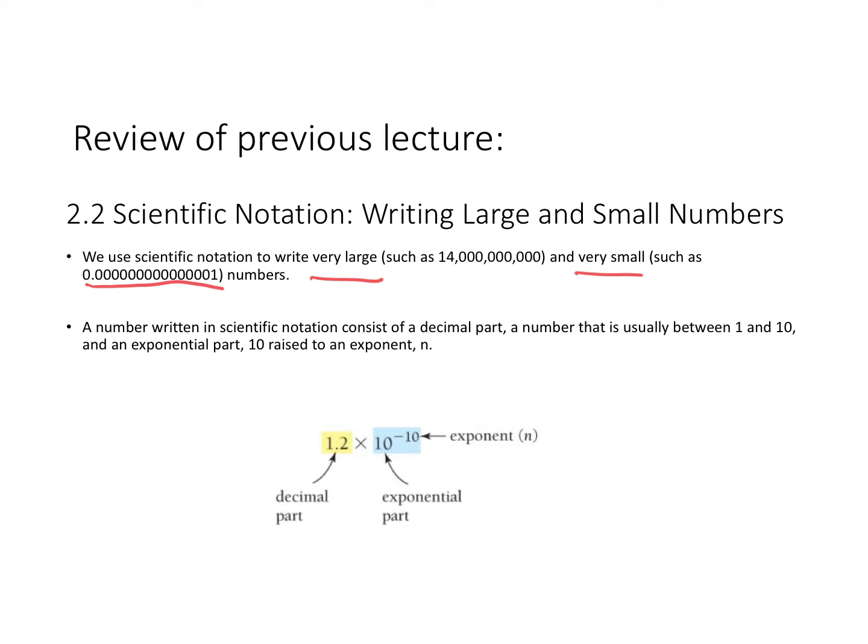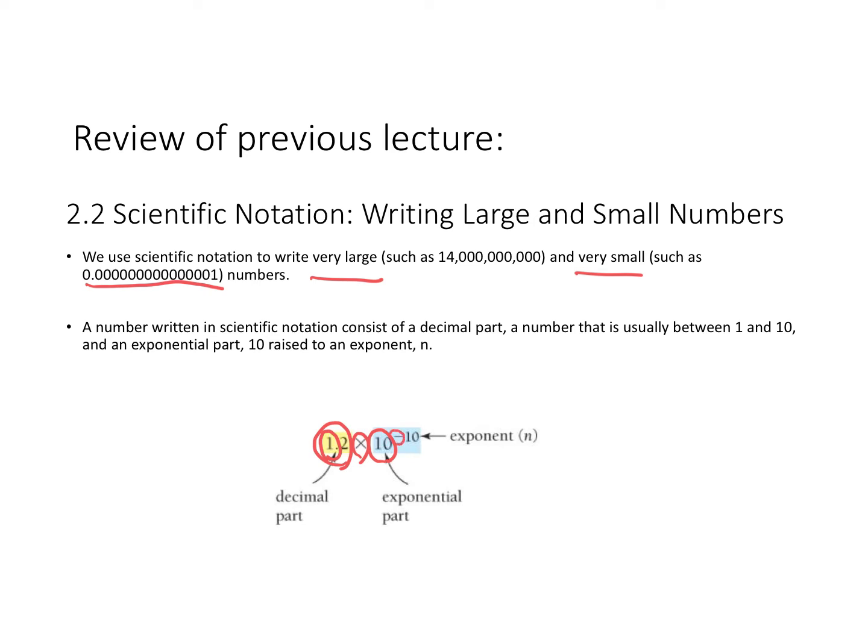Exactly. So you write your number as a number between 1 and 10. It can be 1 point something, depending on your number, but the number should be between 1 and 10. It would have a decimal point after the first digit that you write here, right? So this is important. And then you write it multiplied by 10 to the power of, negative or positive, depending on your number.